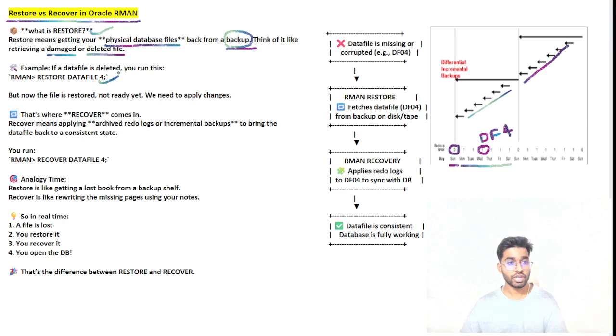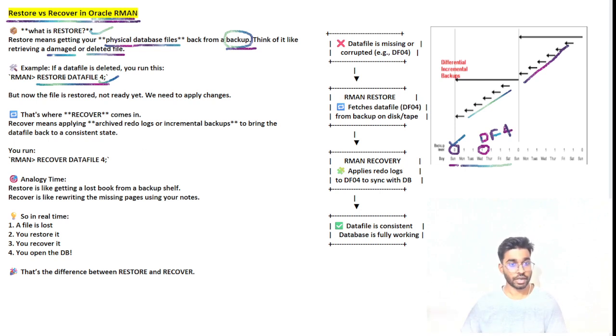To restore data file 4, we have an RMAN command, that is, restore datafile 4. With this command the data file 4 can be restored. From which backup is it restored? From the level 0 backup. This is what we call restore in Oracle RMAN.